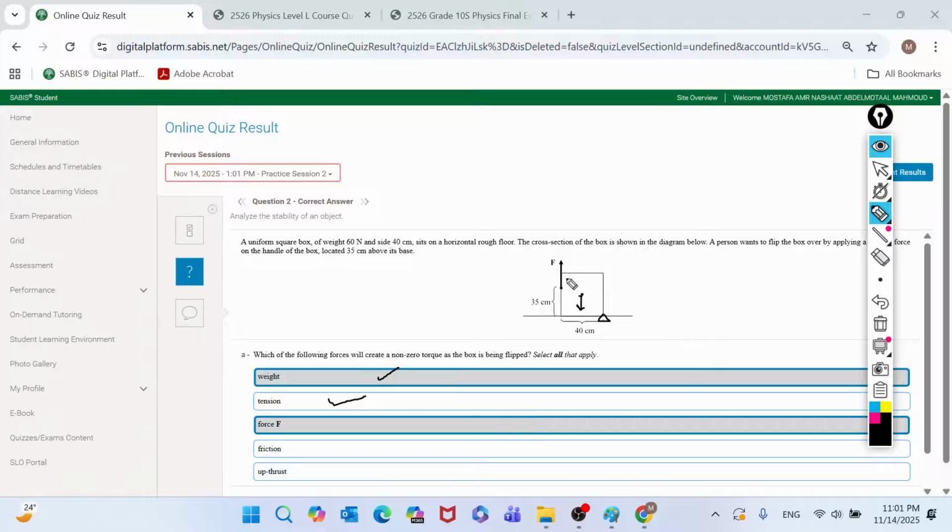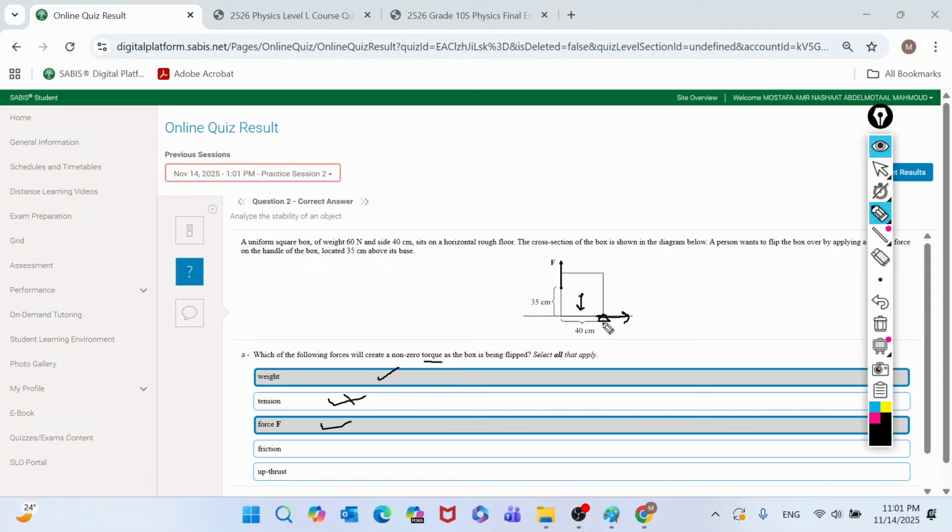Tension? There's no tension. This is just pulling the handle. It's not like a rope or a wire. Force F, yeah, that's the pulling of the handle. Wait, this is wrong. Friction is going to be applied like this. It's not going to let the box slide. It's going to prevent it from sliding. But the moment of it is zero.